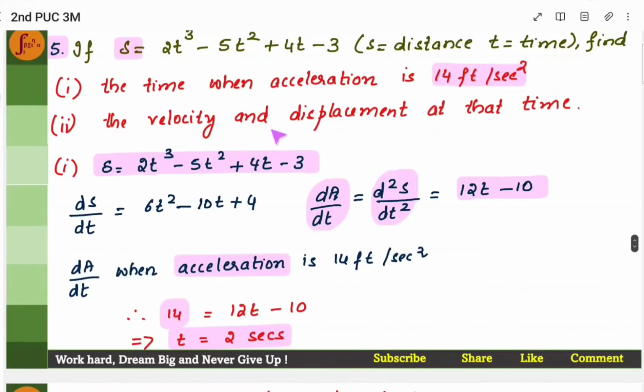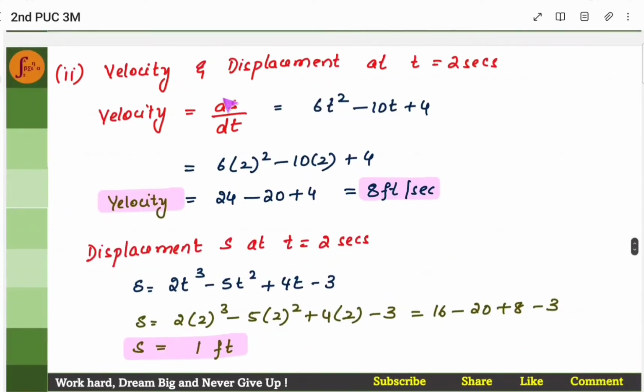Second question, find the velocity. Velocity is when I differentiate s once. When I differentiate s once, I get velocity. So this is actually velocity. Velocity is ds by dt.